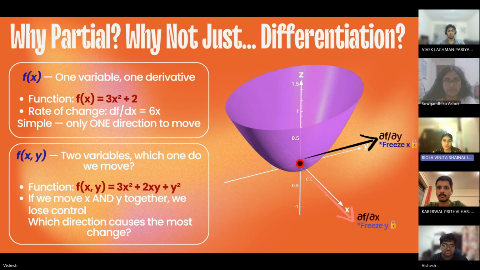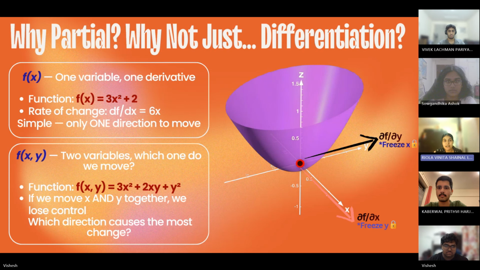But now if you try to differentiate both at the same time, we lose clarity about what actually is causing the change. So it's like trying to figure out whether the house prices increased because of size or because of age. If both change together, you can't separate the effect.